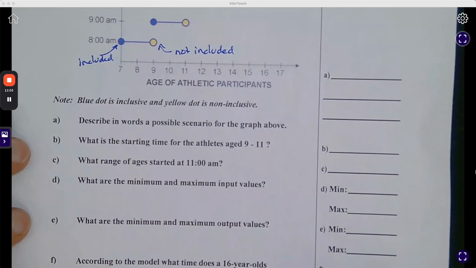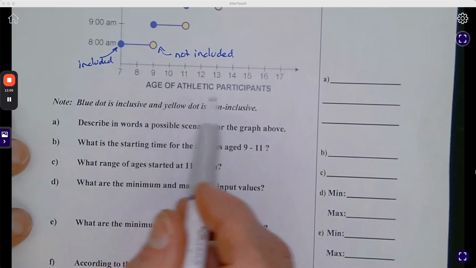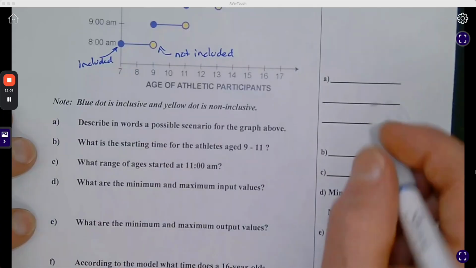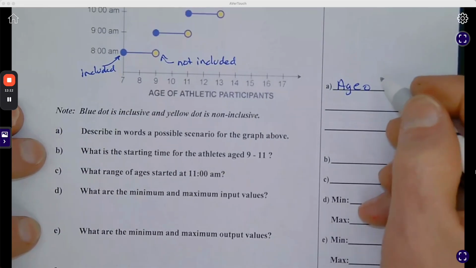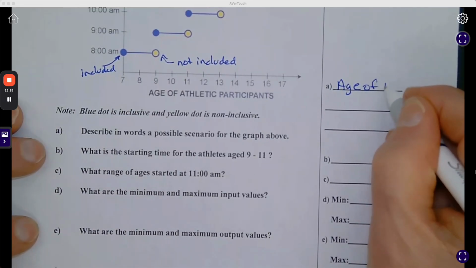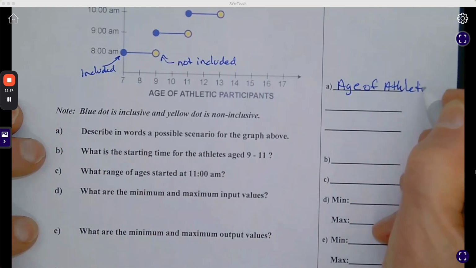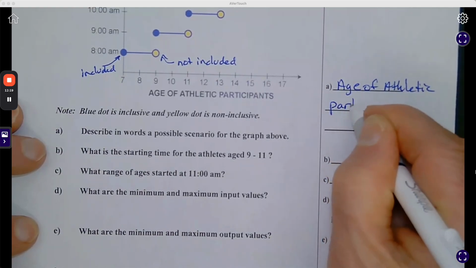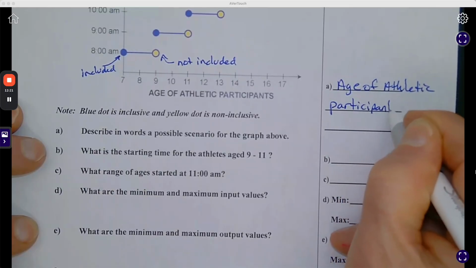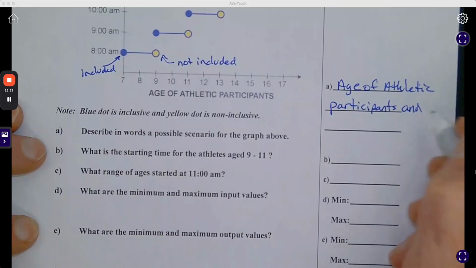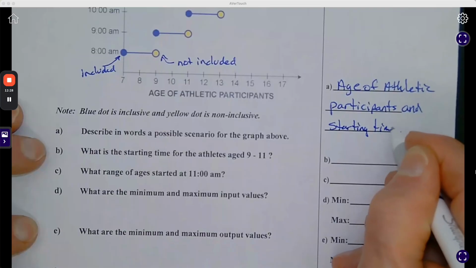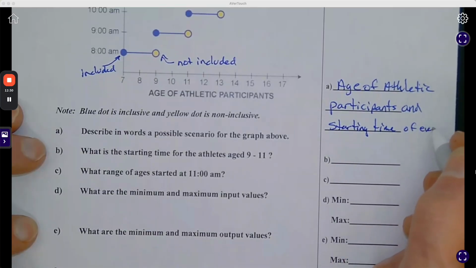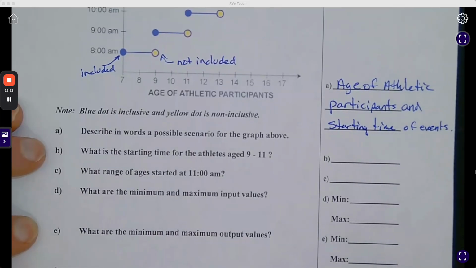Describe in words a possible scenario for the graph. Well, we have age of athletic participants and starting time of athletic events.